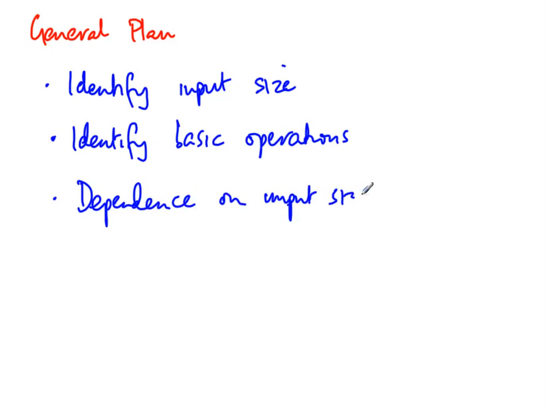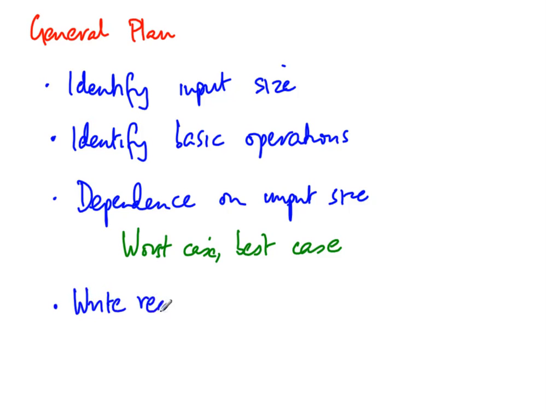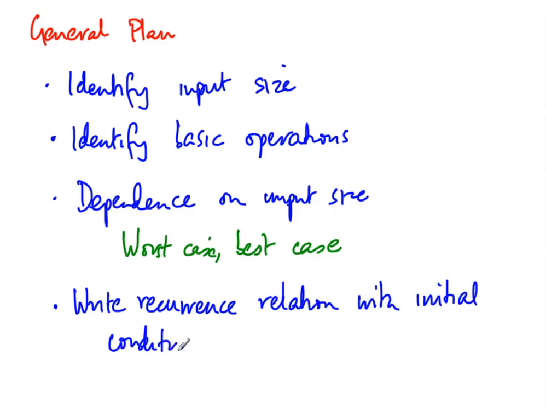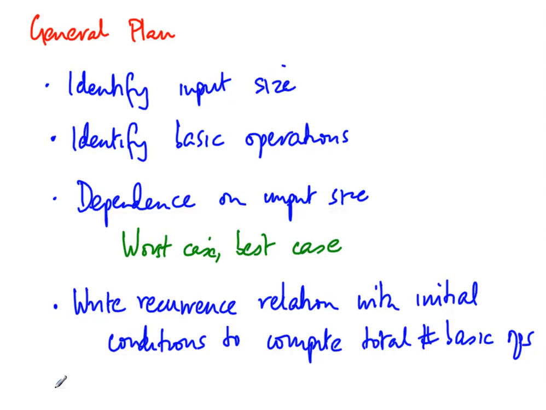For every input, do you do the same number of basic operations for every input of a given size, or does it depend on the values themselves? Depending on that, you have to worry about worst case, best case, etc. So far, everything is exactly the same as for a non-recursive algorithm. Now what changes at the next step is that instead of writing a summation, you write a recurrence relation with initial conditions. This is the basic step: you write a recurrence relation with initial conditions to compute the total number of basic operations. And then of course the hard step, which is to solve the recurrence, for which we use the backward substitution method. You basically expand the recurrence and look for a pattern.